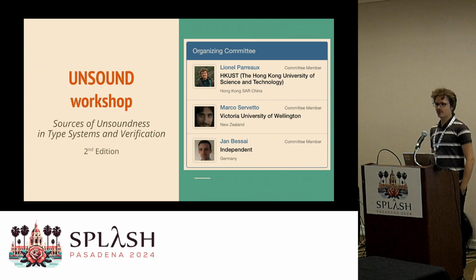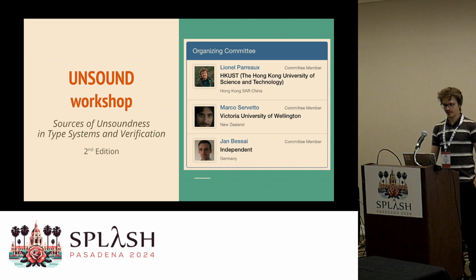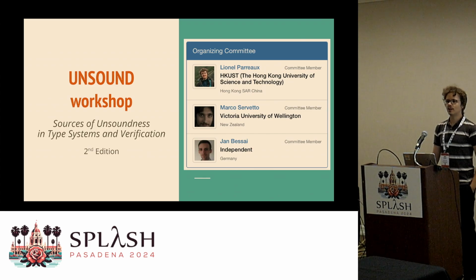Okay, so this workshop is about the sources of unsoundness in type systems and verification. This is the second edition of the workshop, which had the first edition in Splash 2022. We're maybe thinking of having it every 2 years.